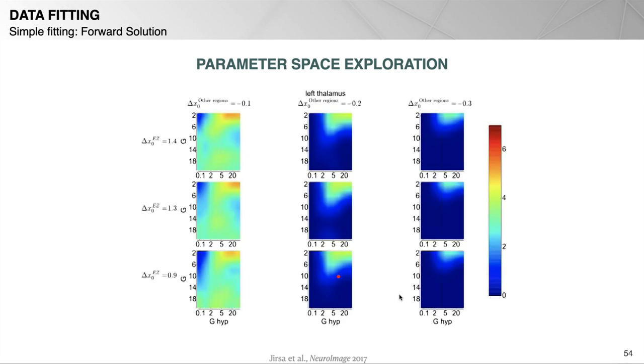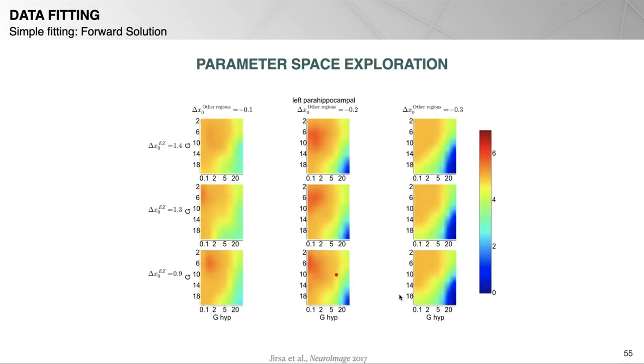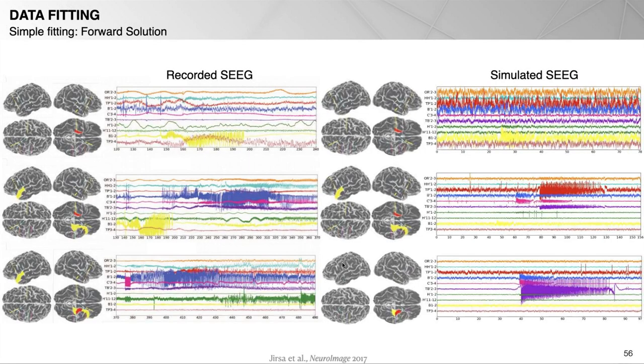Here, however, is another example for the region left parahippocampal, the epileptic in the propagation zone. And they chose this red dot for the best fit of the parameters. And here you have the results.